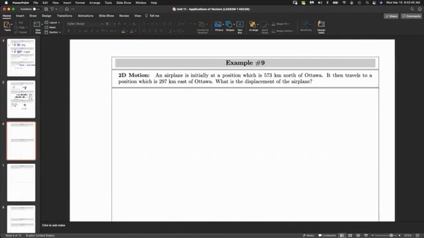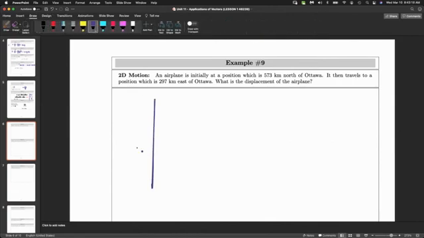So what's different about question 9? In question 9, we have north and east. So you see how that changed it a little bit? We have an airplane which starts and goes 573 kilometers north, and then goes 297 kilometers east. So what the heck is it doing? Well, we can draw a grid here. And here's our reference point. When you're talking about displacement, we need a reference point.